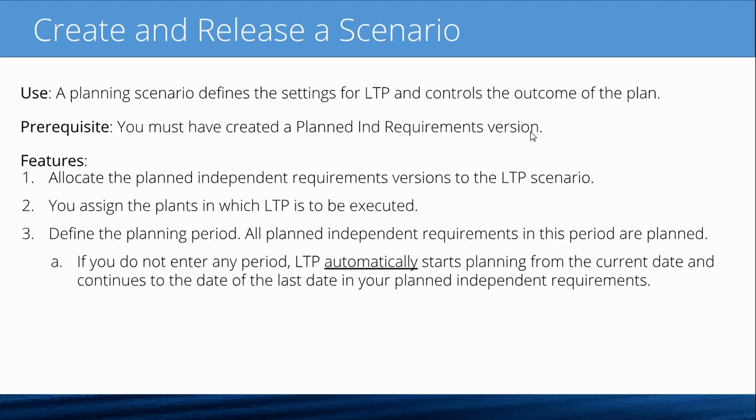Some features, and there are a lot of them because there are a lot of options within the scenarios, and I want to walk through each one and talk about what each one does. The first thing you will do when you create your scenario is assign planned independent requirements versions to it. You can tie multiple versions to it, or you can do a single version. The next thing you do is assign a plant to your long-term planning scenario, and once again, you can assign multiple plants to it.